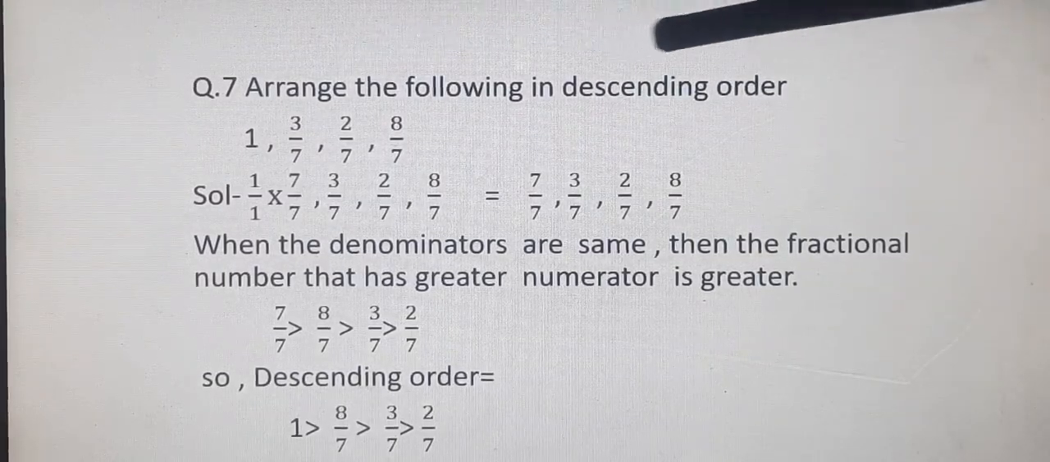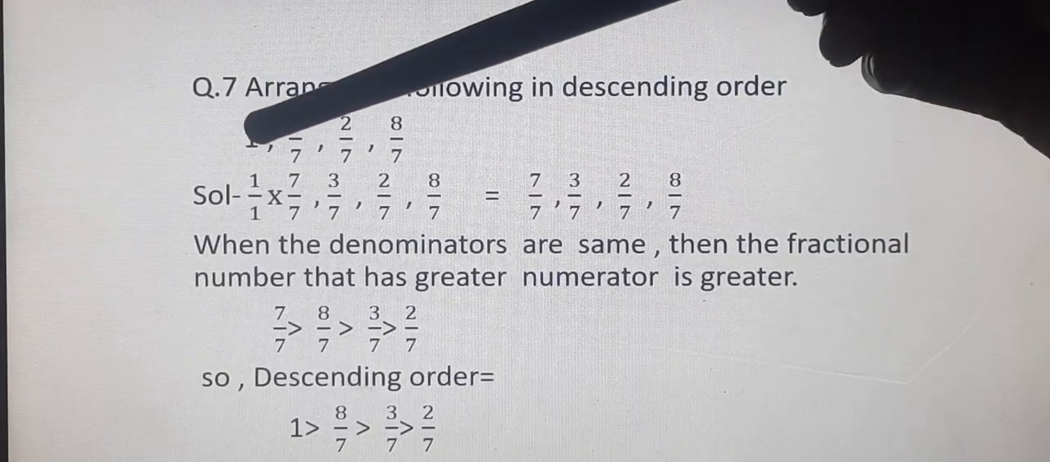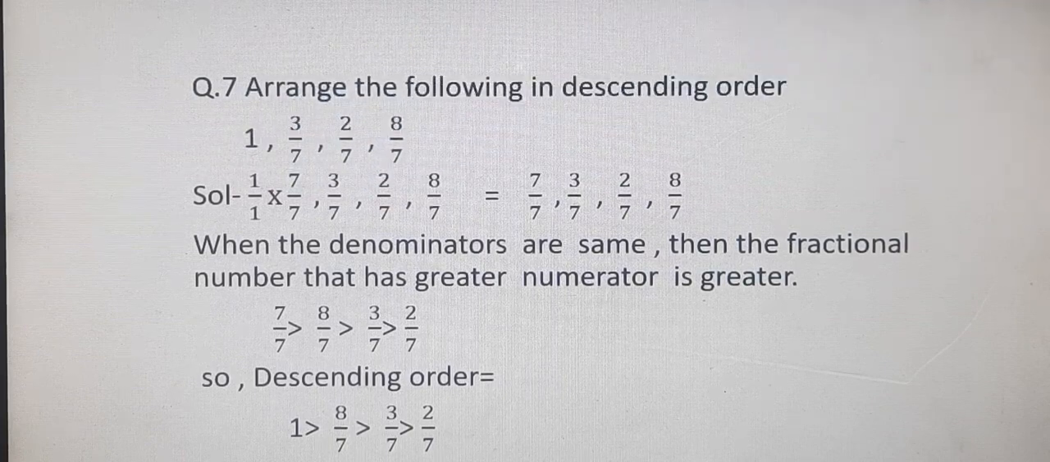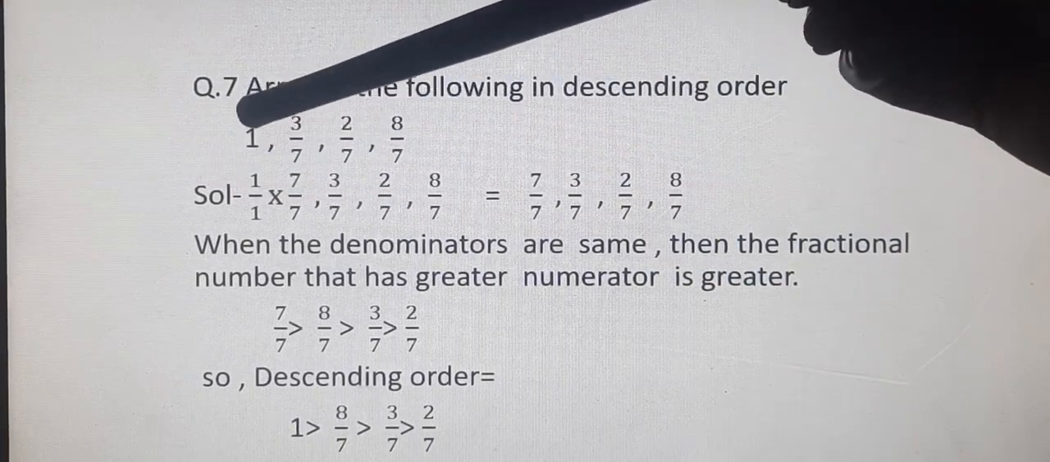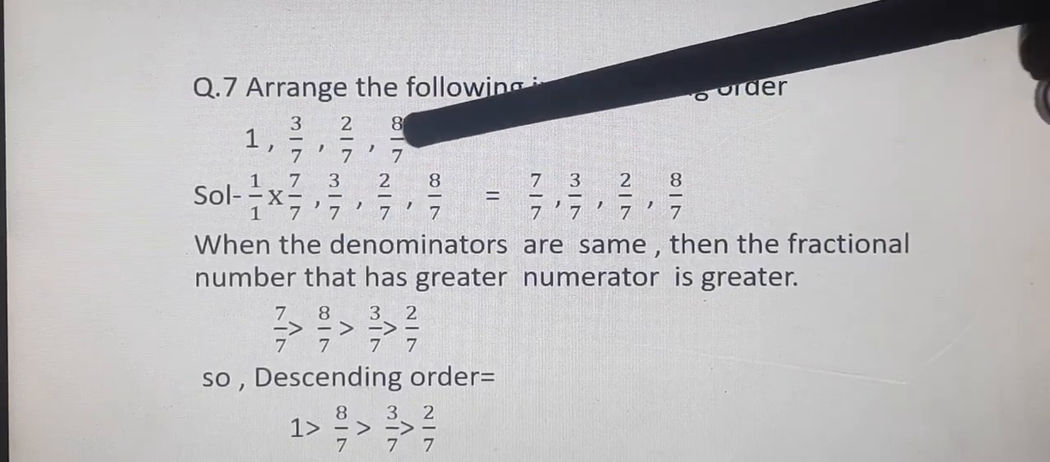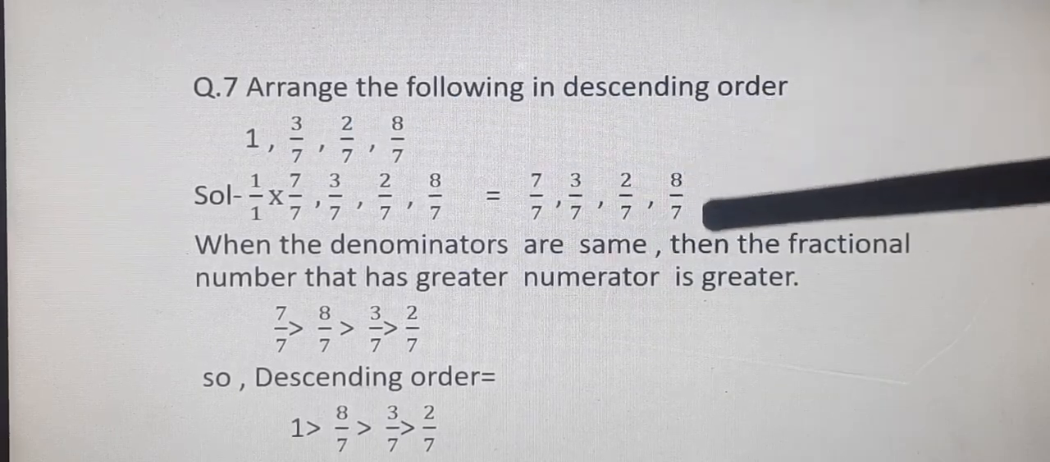Next question is arrange in descending order. Descending order. Bigger to smaller. 1, whole number is given. 1, 3 upon 7, 2 upon 7, 8 upon 7. So first of all what we will do, we will multiply 1 with 7 and divide it also with 7. So it will become 7 upon 7, 3 upon 7, 2 upon 7, 8 upon 7.